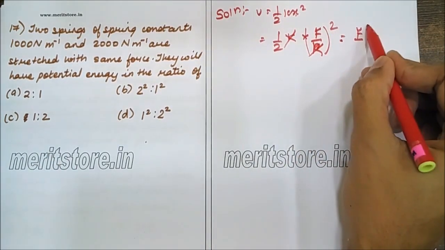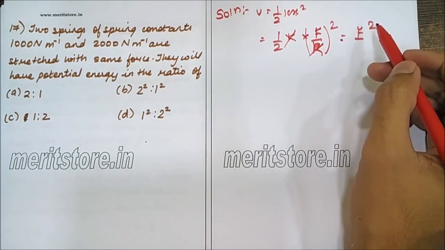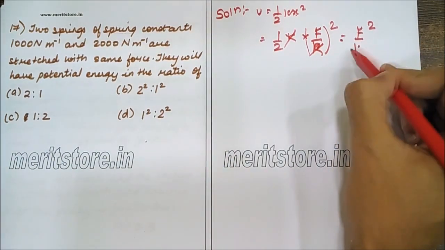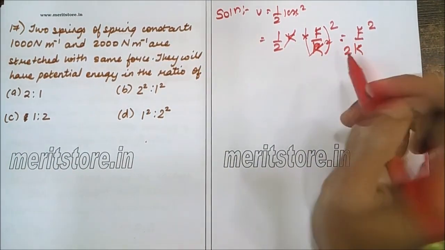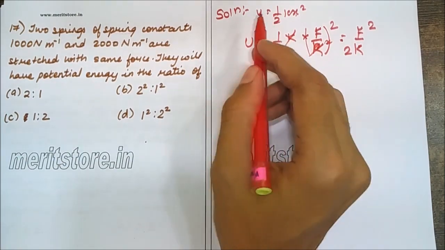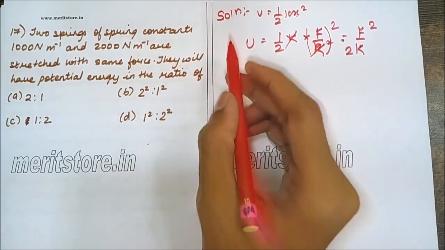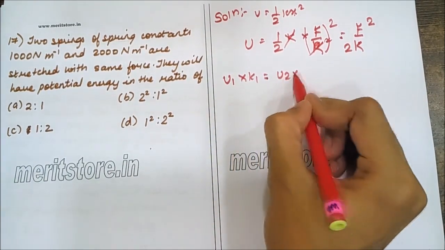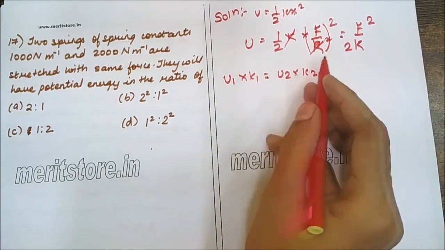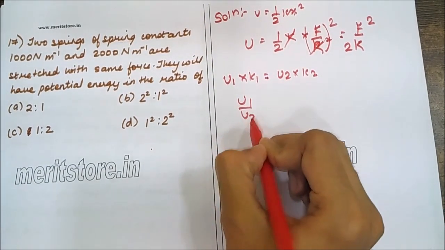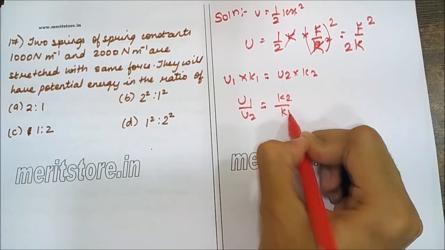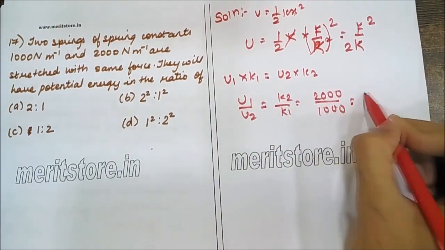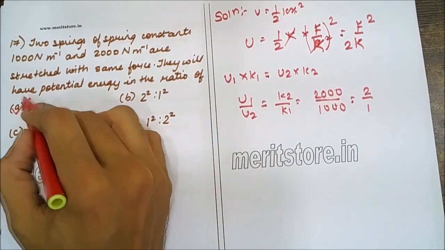This is a square, so we have F square upon 2k. So the potential energy is F square upon 2k. For the two springs, U1 into k1 equals U2 into k2, the spring constant. So again putting the equations back, U1 upon U2 equals k2 upon k1. The spring constants of both of them are 2000 is to 1000, so that will give you 2 is to 1. So that option is the correct option.